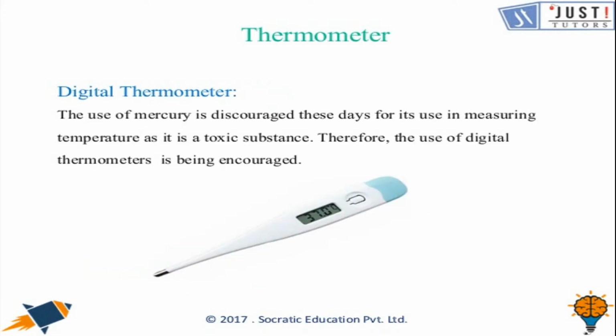Then we have one other type of thermometer called a digital thermometer. It shows the temperature in numbers. We don't use mercury in that. Mercury is a toxic substance, which is not good for health and is not easy to dispose of. So the use of mercury is discouraged nowadays. That's why we are using digital thermometers.